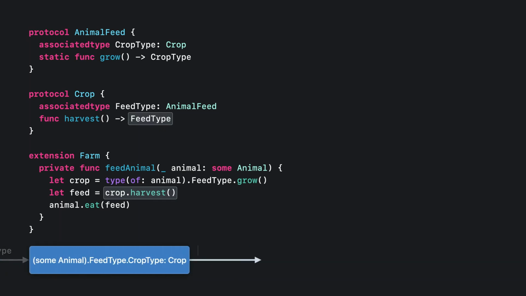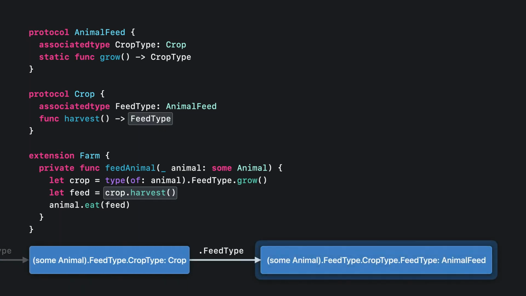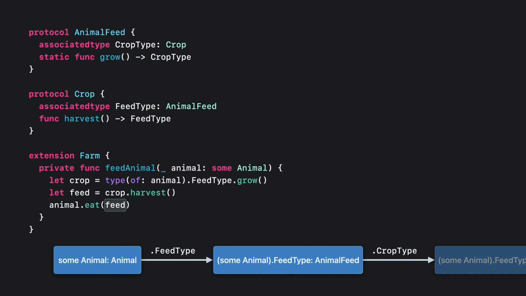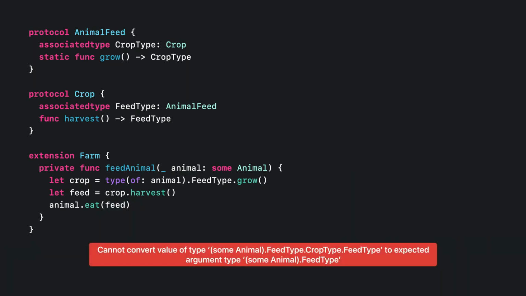Harvest is declared to return the associated feed type of the crop protocol. In our case, since the base of the call is someanimal.feedtype.croptype, harvest will output a value of type someanimal.feedtype.croptype.feedtype. Unfortunately, this is the wrong type. The eat method on someanimal expects someanimal.feedtype and not someanimal.feedtype.croptype.feedtype. This program is not well typed.